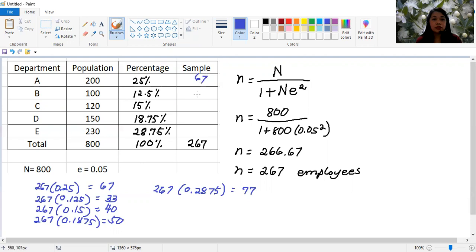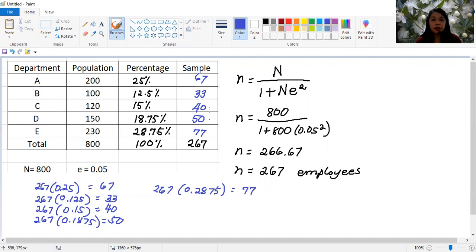Okay, so 67 out of the 267 should come from Department A. 33 of the 267 should come from Department B. 40 of the employees, that will make up the 267, should come from Department C. 50 employees should come from Department D, and 77 employees should come from Department E.